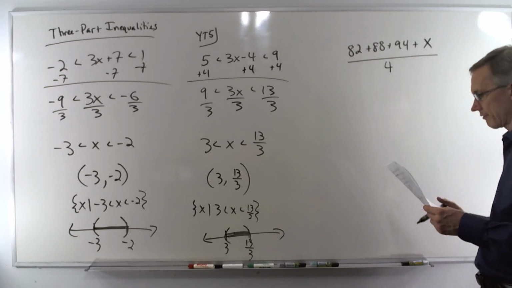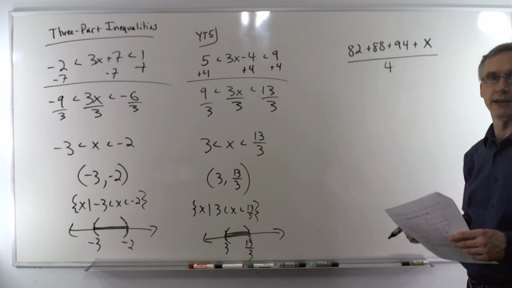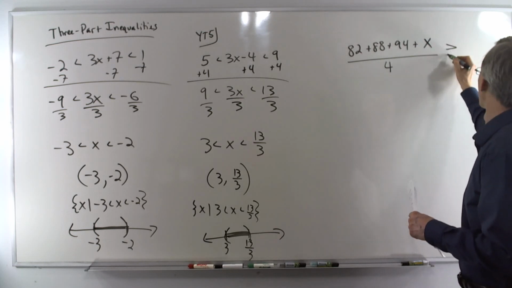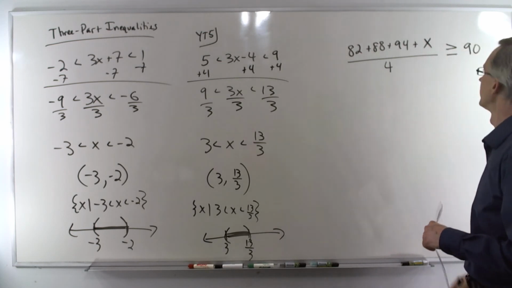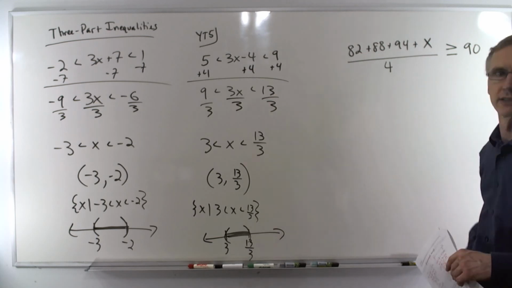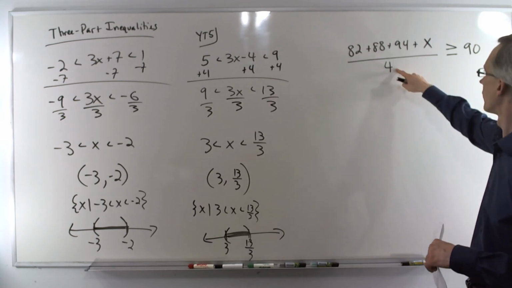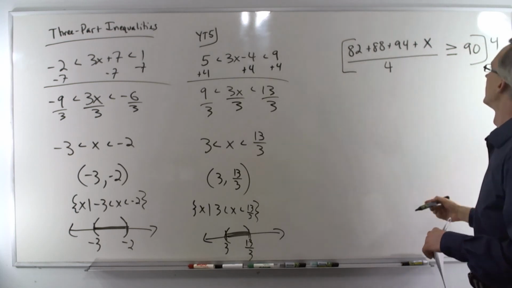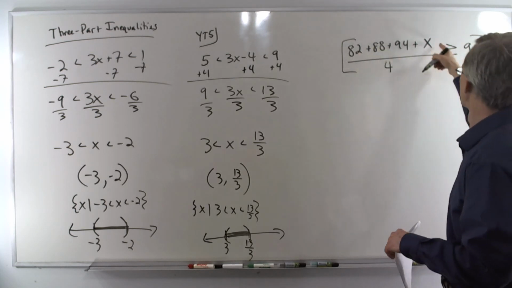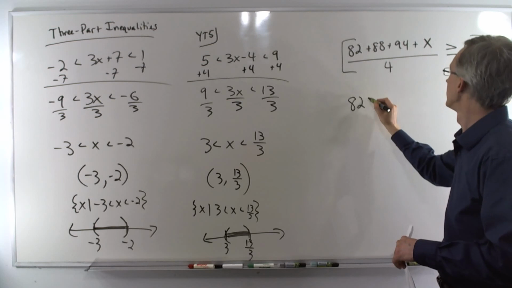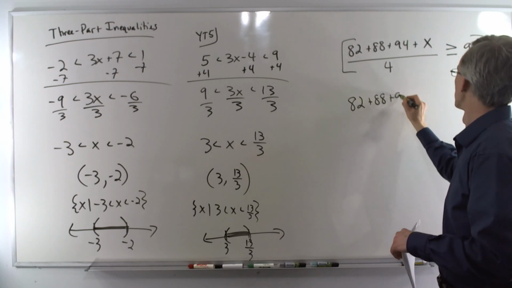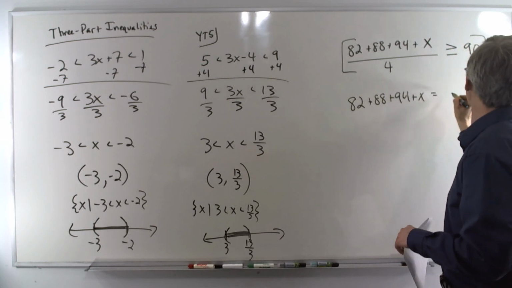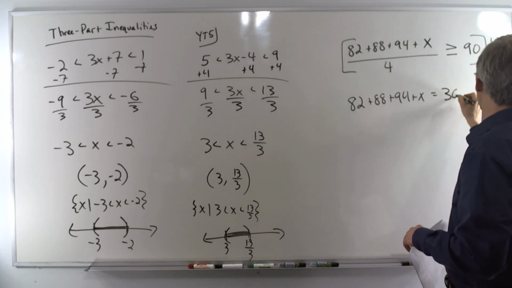Now we want the average then to be at least 90, so greater than or equal to 90. Now we can solve this for x. If we get rid of this 4, we'll multiply both sides of the equation by 4. That gets rid of the 4 and leaves just the numerator. So we got 82 plus 88 plus 94 plus x equals 90 times 4, which is 360.